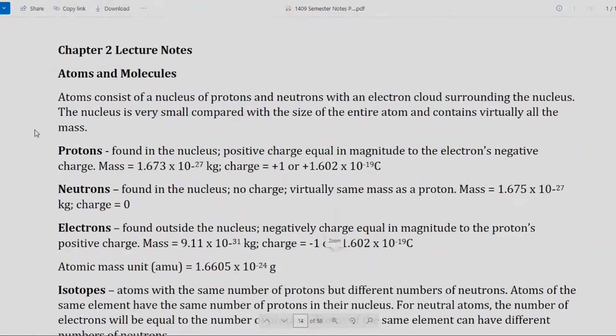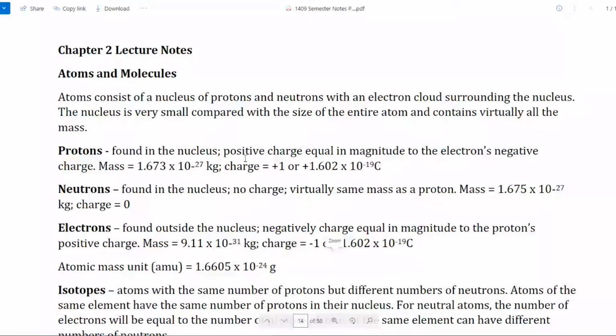What we're doing is we're going to look at the modern view of the atom. Let's start there. So to start understanding chemistry, we got to start on the small scale first. Atoms consist of three parts. Protons and neutrons are in the nucleus, and electrons are found outside the nucleus. The protons are positively charged, the neutrons are neutral, as the name suggests. They have no charge. Electrons are found outside the nucleus and negatively charged.